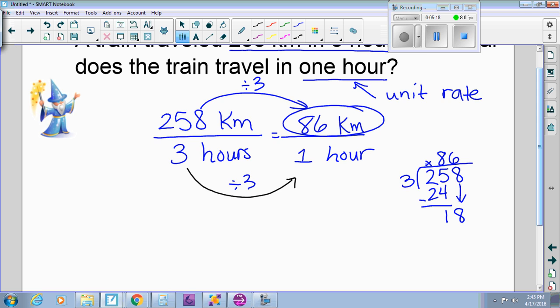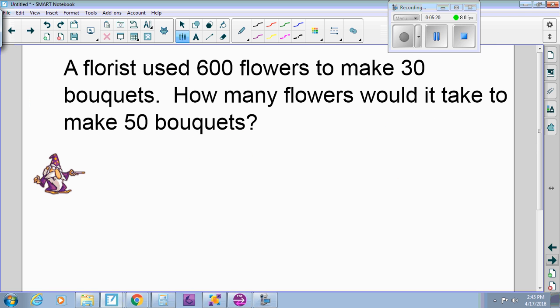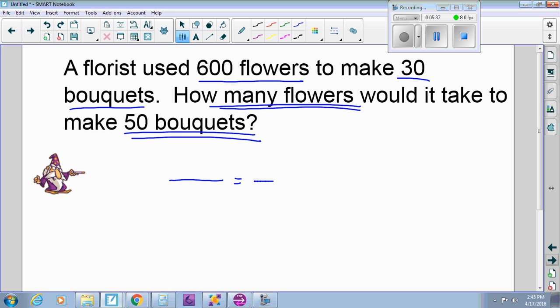All right, I think we have one more. All right, last one before you start off on your own. It says a florist used 600 flowers, that's important, to make 30 bouquets. How many flowers would it take to make 50 bouquets? So we're looking for the number of flowers for 50 bouquets. So again, line equals line. In this case, I'm going to put flowers on the top portion as a numerator. So 600 flowers. I'm going to use F for flowers. And that will make 30 bouquets.